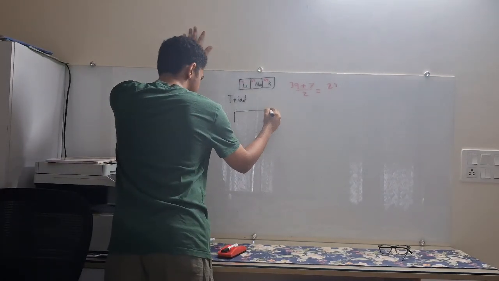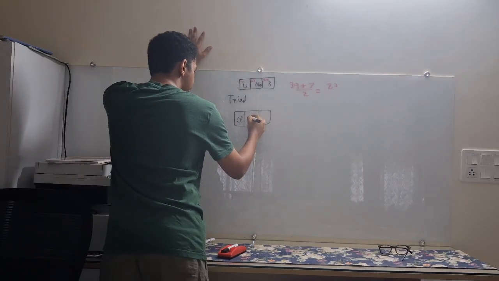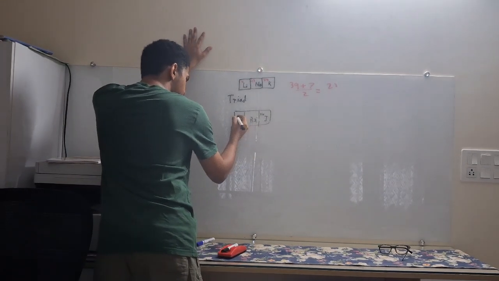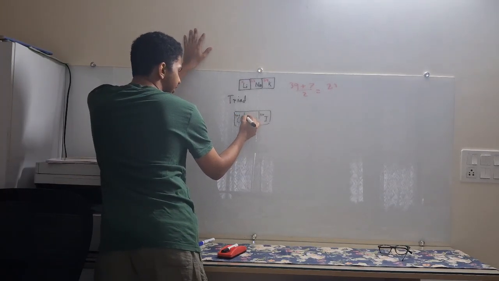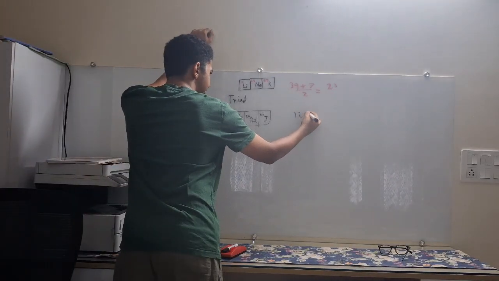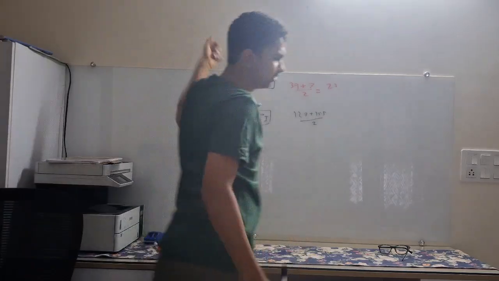now let's move on. This is my second triad. I put chlorine, I put bromine, I put iodine. Iodine has mass of 127. Chlorine has mass of 35.5 and Br has mass of 80. Let's check if this follows my rule. 127 plus 35.5 upon 2. This does not look right.